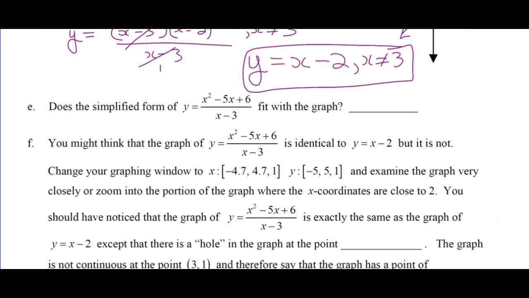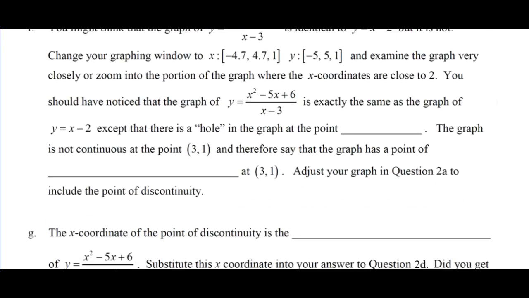The simplified form fit with the graph. Yep, that's what we saw. When we traced along the graph, we saw at 3 it was undefined. You might think the graph of y equals x squared minus 5x plus 6 over x minus 3 is identical to y equals x minus 2, but it isn't. You could do this with a fancy graphing window on yours, but basically we've traced it out, and we see that what happens is there's a hole in the graph.